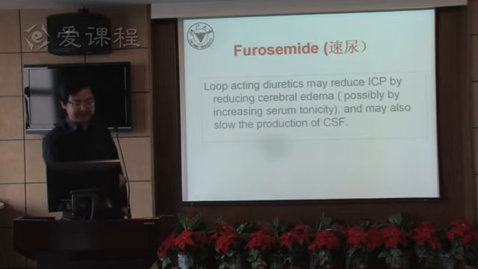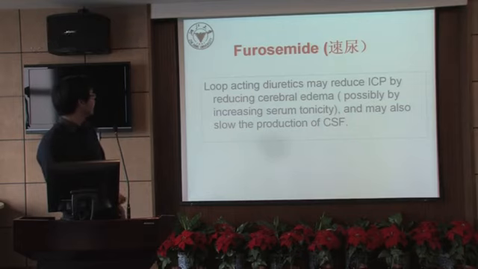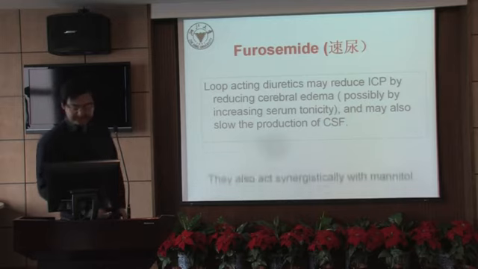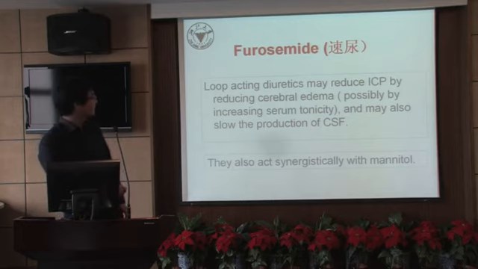Another agent is furosemide. Furosemide is a loop-acting diuretic. Diuretics may reduce the ICP by reducing cerebral edema, possibly by increasing the serum tonicity, and may also slow the production of CSF. So this is the function of furosemide. Furosemide also acts synergistically with mannitol. So in clinic, we sometimes use mannitol and furosemide together to treat the intracranial hypertension seen in the brain herniation.